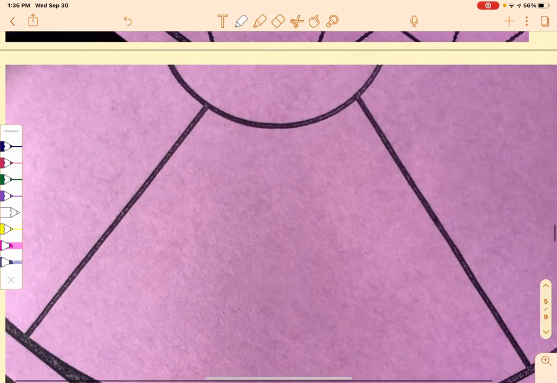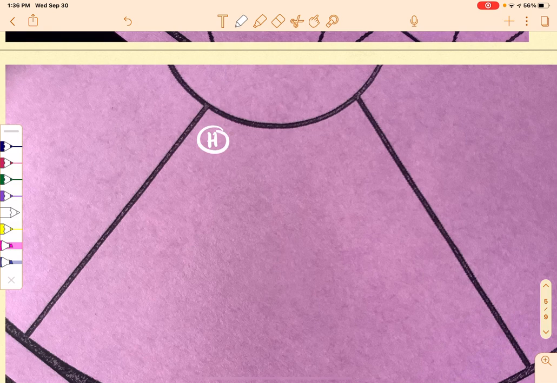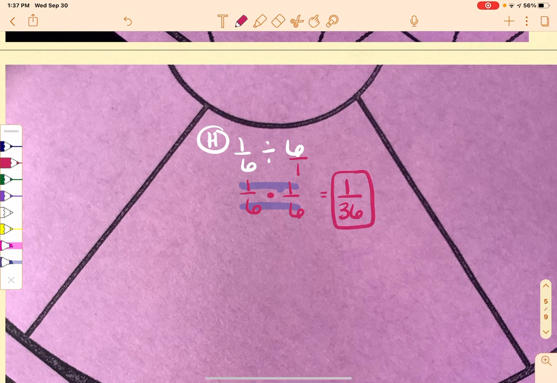Okay, here's our last one for today. Here is H. So 1 over 6 divided by 6. So again, as soon as I see that whole number, I'm going to put it over 1. So now everything is a fraction. So I have 1 over 6. It's going to keep, change, flip. Then we can go ahead and multiply across. So 1 times 1 is 1. 6 times 6 is 36. And that can't reduce. That's the final answer. Okay, we'll keep dealing with dividing in the next video.